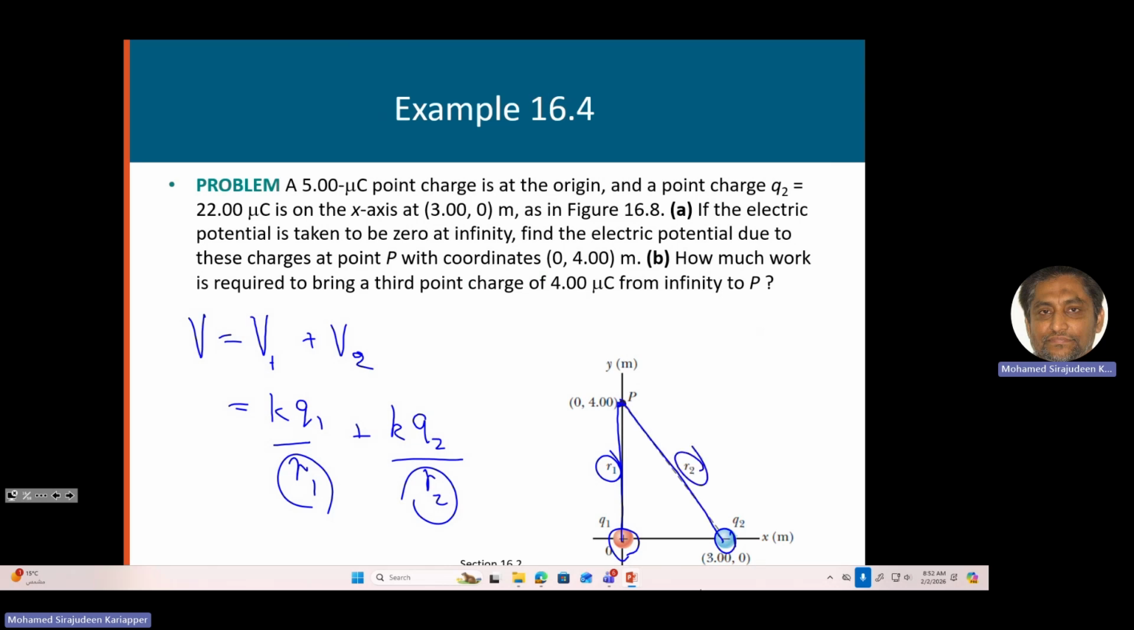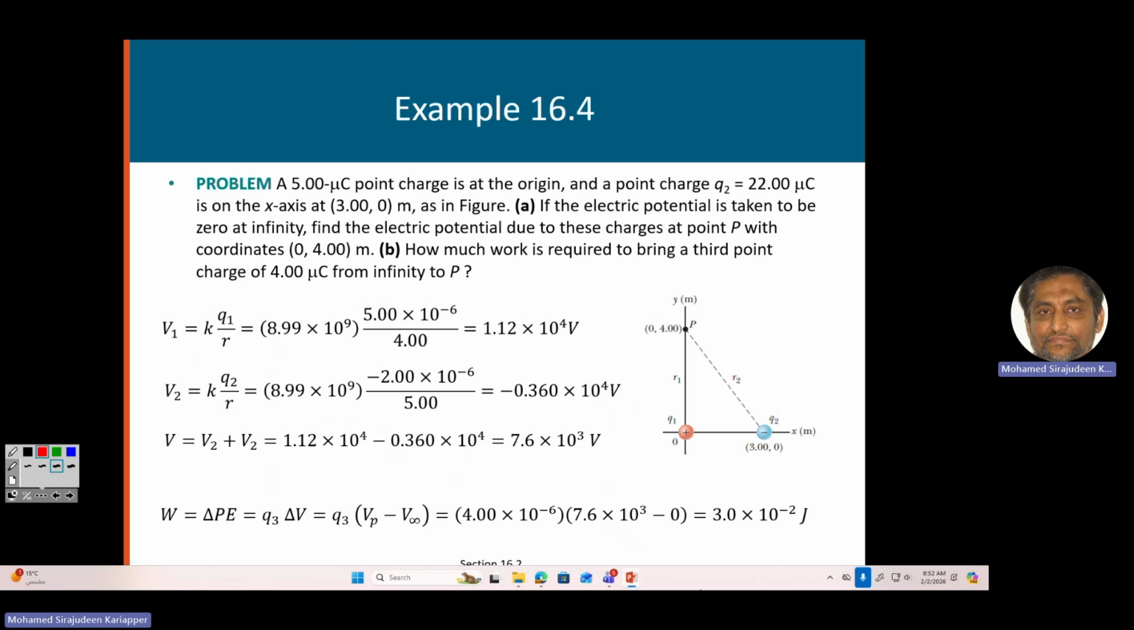Let me use another color so I can refer to them by color. So the red line will be R2 and the blue line will be R1. Maybe it is done in the next slide, so let me go to the next slide. You get the V1. K is the constant.